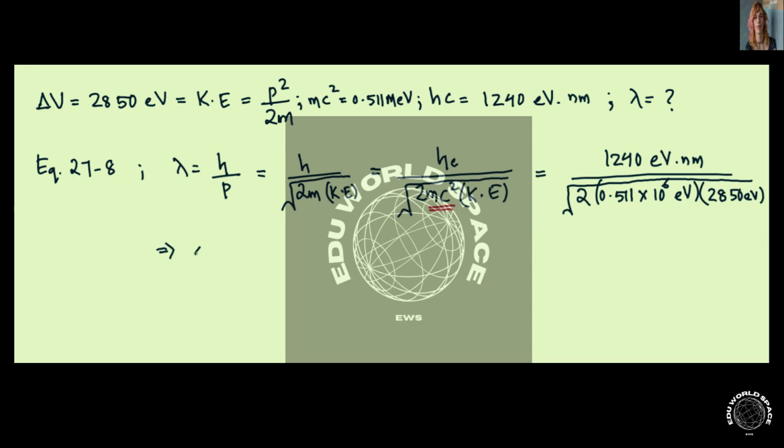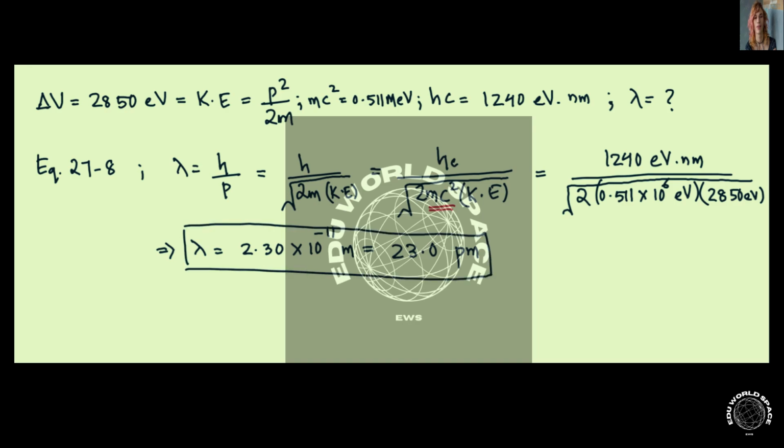So we get this value to be 23.30 times 10 to the power minus 11 meter, or you can simply write this as 23.0 picometer. So this is the maximum resolution the electron can have.